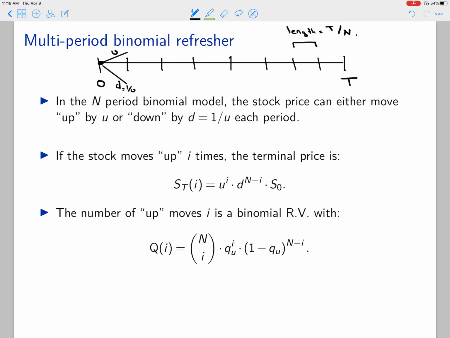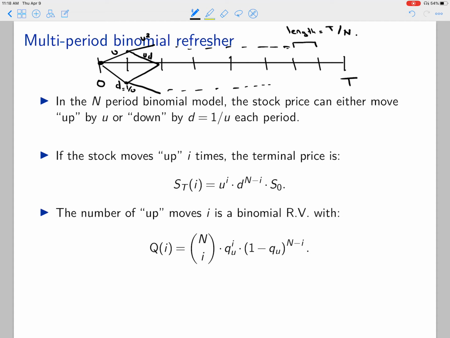In each period, this movement could occur again. So after the first period, the stock could either move up or down again, depending on the state. So if we were in the U state, it could either move down or up. In the down state, it could either move up or down, and so forth, building this all the way out into the final dates at the very end.